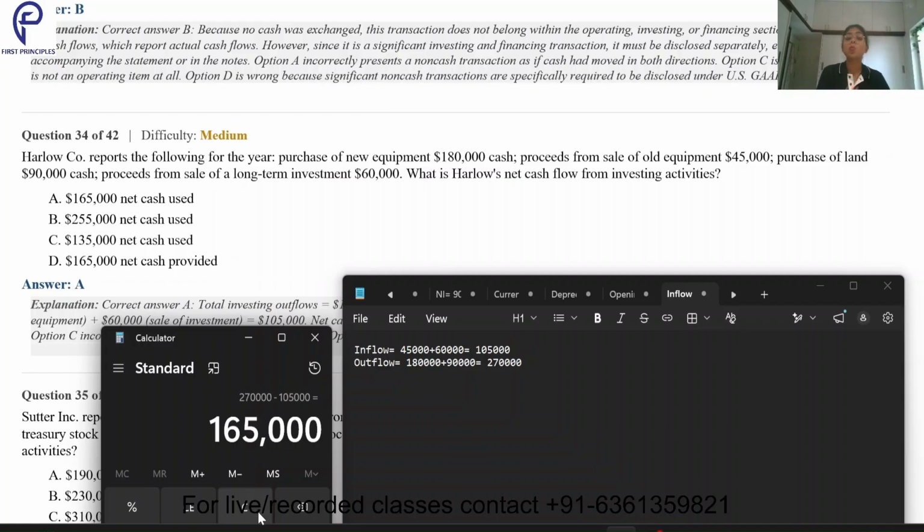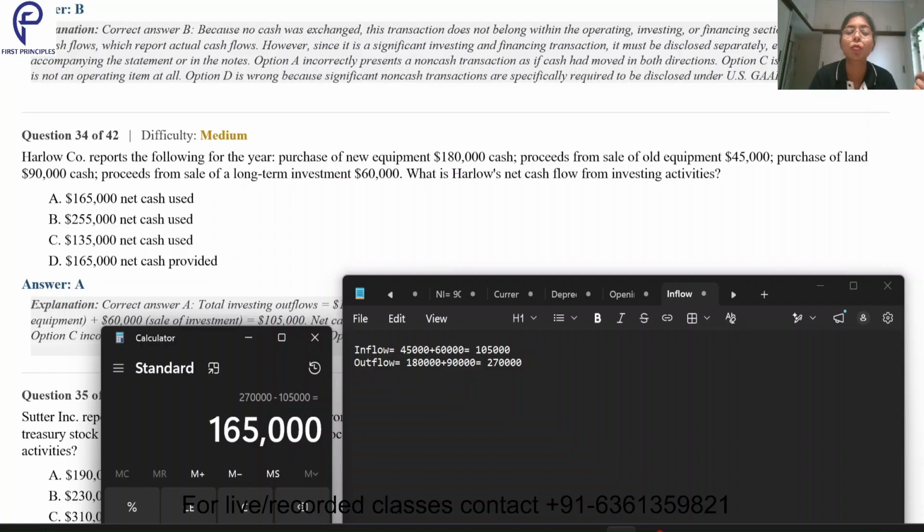Okay, so we are getting 1,65,000. As you can see, option A and option D both have this figure of 1,65,000. So in the exam, how should we be very careful? As you can see, the outflow figure is higher than the inflow. Outflow figure is higher than the inflow. So that means my outflow is higher.